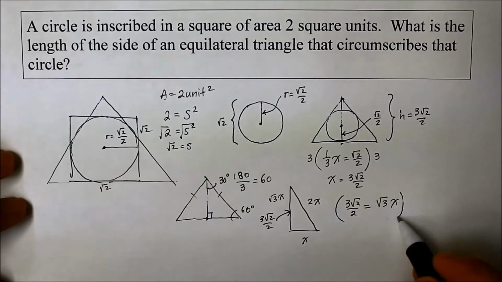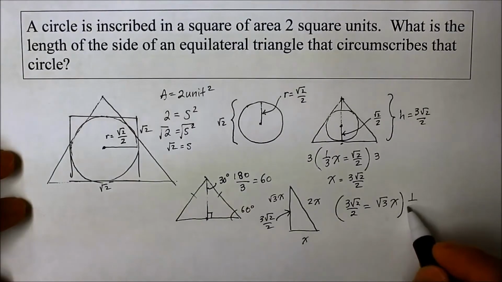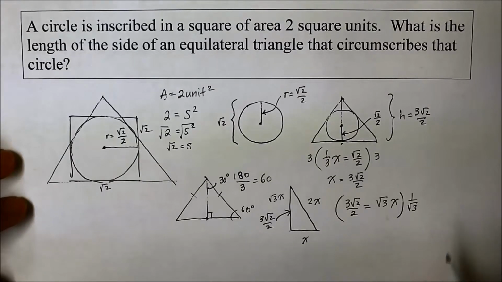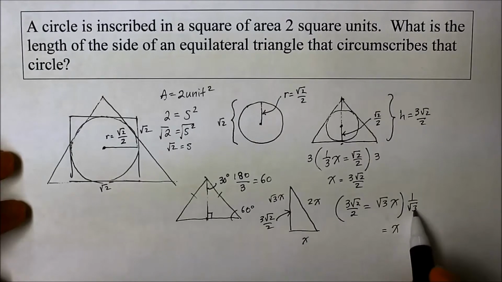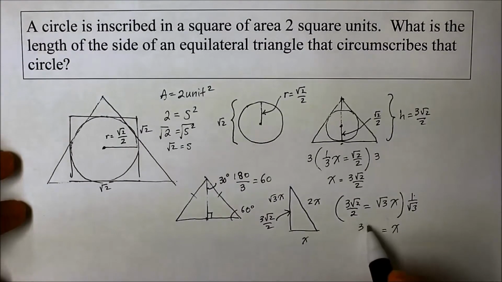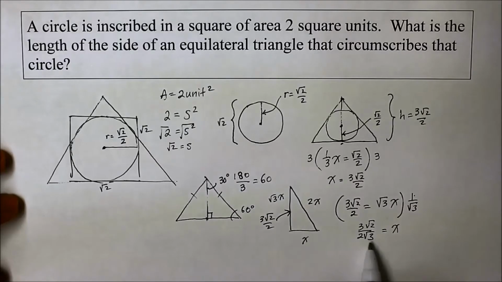So to solve this one, we're going to multiply by the reciprocal of this quotient, which is 1 over square root of 3. So in this case, x is going to equal, well, let me just write this out. 1 over square root of 3 times that is going to be 3 square root of 2 over 2 square root of 3. Now, we cannot have a denominator with a radical, so we have to rationalize this quotient.